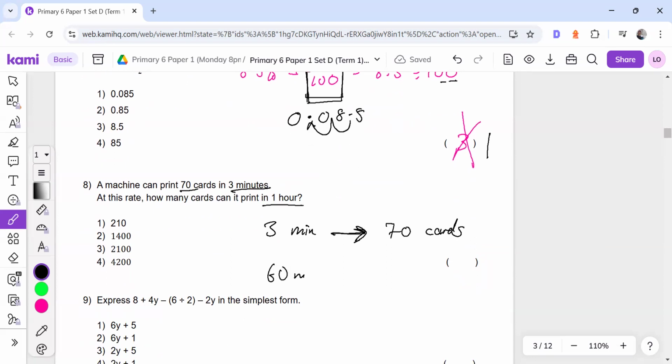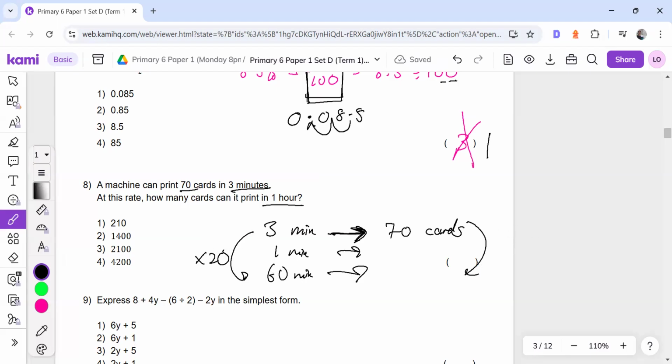So 1 hour, change it to 60 minutes, jumping. Why jumping? Because I can't find 1 minute. How to take 70 divided by 3? Cannot, and there's no calculator also. That's why you must have the arrow to do jumping. So 3 times what equals 60? You take 60 divided by 3, 20.